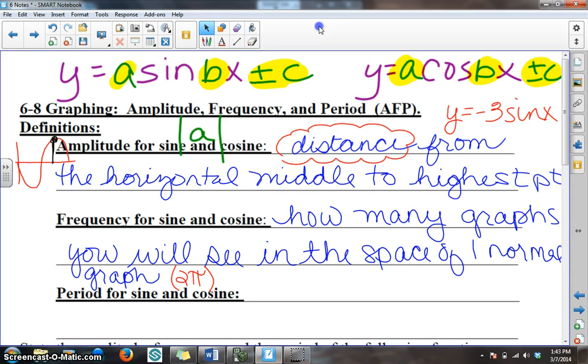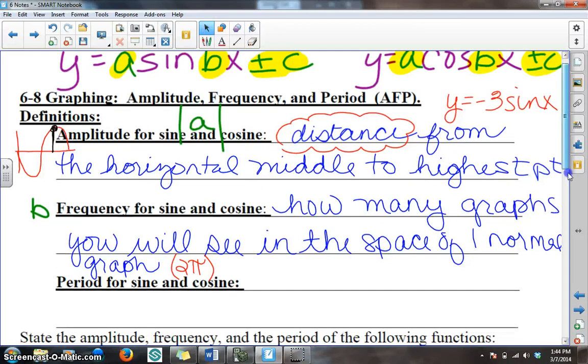But which of the numbers, A, B, and C, when we played with the calculator a minute ago, told us how many graphs we would see? It was the B. So B becomes the frequency, and it's a standalone value. B is the frequency. I'm going to move that so it doesn't get confused. So B will be my frequency, and it is straightforward, nothing funny about it. The number of graphs that you will see in the space of 2 pi.